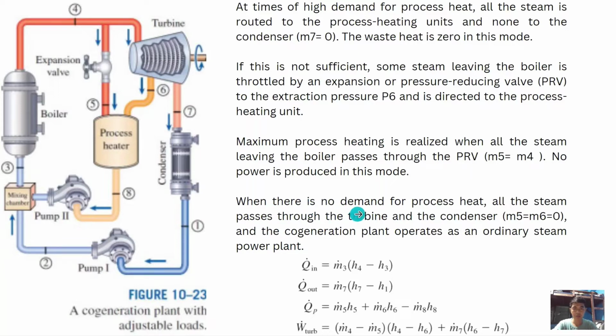When there is no demand for process heat, all the steam passes through the turbine and the condenser. So m5 equal to m6 equal to 0. So the cogeneration plant operates as an ordinary steam power plant.